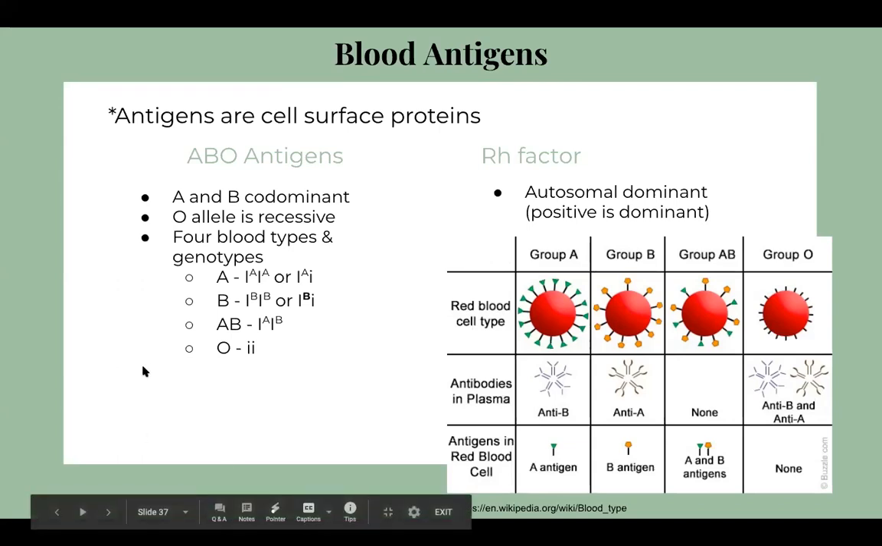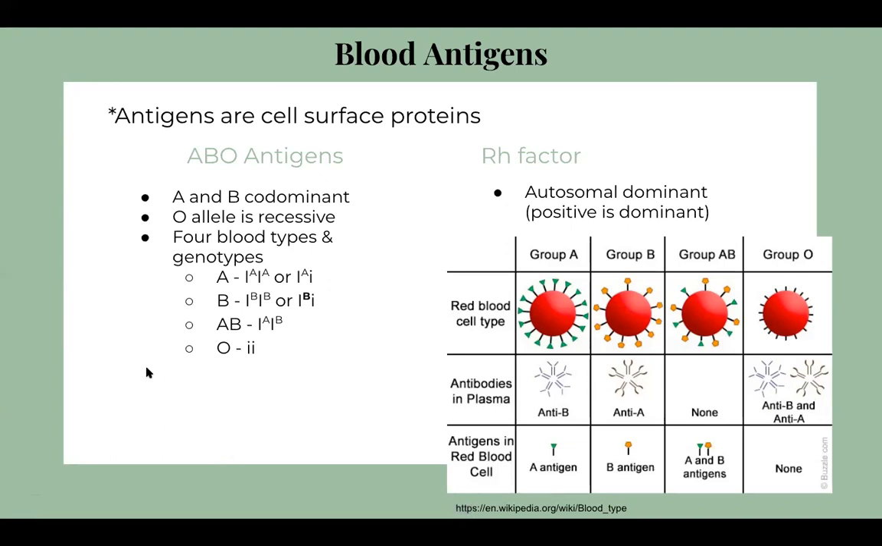There's a question in the chat, aren't antigens foreign substances like bacteria, etc.? So antigens are just cell surface proteins, and you're probably most familiar with antigens on foreign substances like bacteria, and that's what causes an immune response because our body recognizes these foreign antigens. But the cells in our body also have antigens that our body recognizes as our self antigens. Does that help?